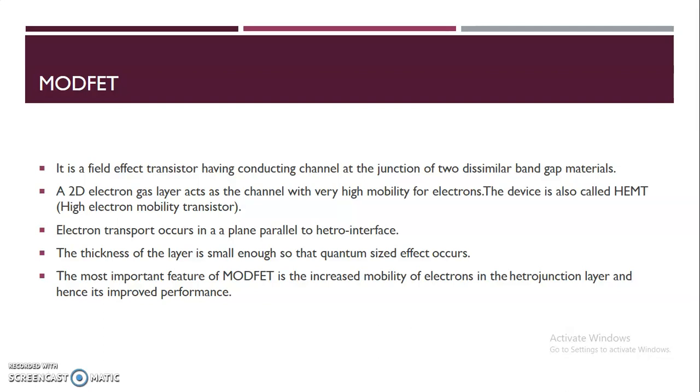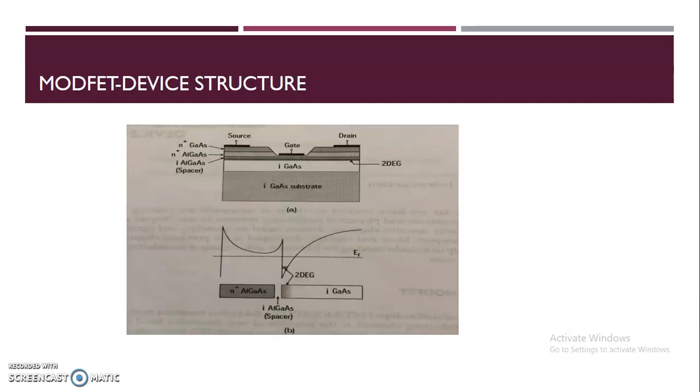The most important feature of the MODFET is that it has an increased mobility of electrons in the heterojunction layer, and therefore it is said to have good performance. MODFET, the device structure, you have to learn this. A cross-sectional view of the MODFET is shown in the figure. The structure is very similar to that of the MOSFET except that it has a conducting channel layer.